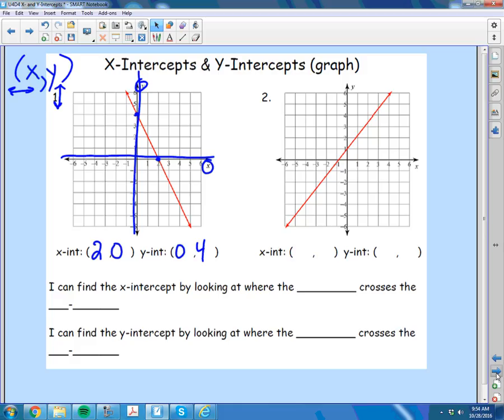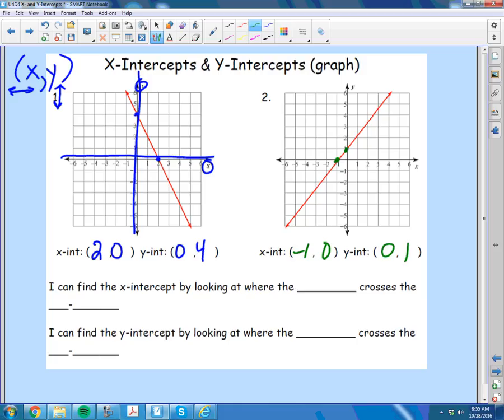Well, let's talk about that. Let's look at the next one. Where would the x-intercept be? Let's go to the x-axis. Yeah, we should just see if it hits it, and it's effectively (1, 0). The y-intercept is where it crosses the y-axis.